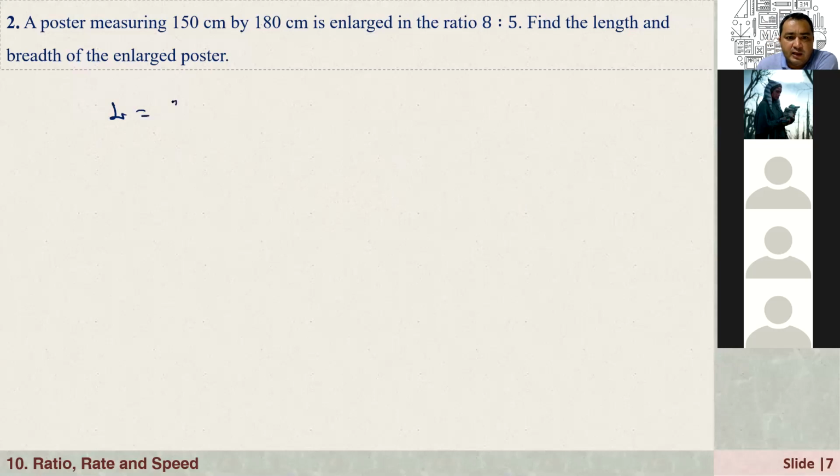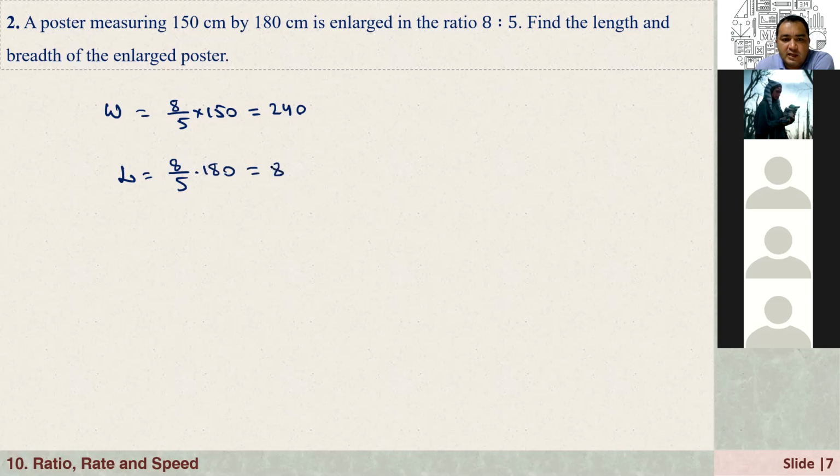Let's say this is L. 8/5 times 150 is equal to 240. And the width, because the shorter side is the width and this one is the length, is 8/5 times 180. So it is 8 times 180/5, which is 36, so that's equal to 288.